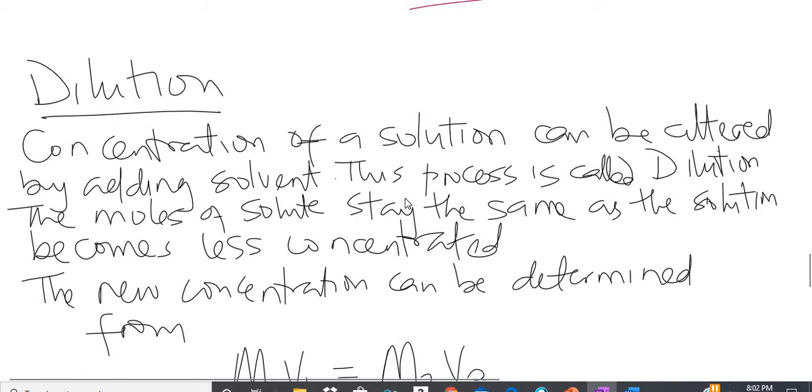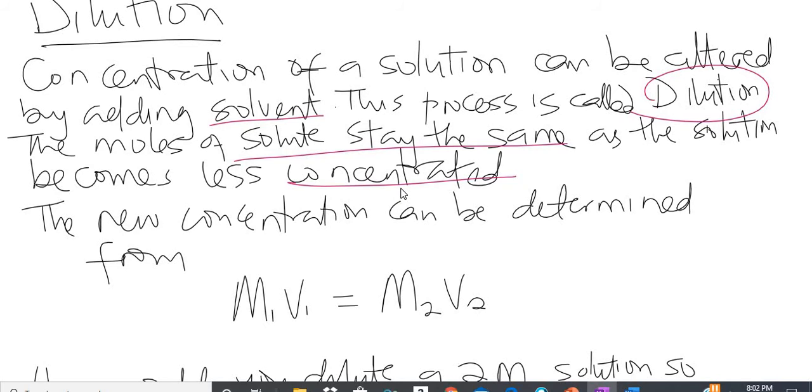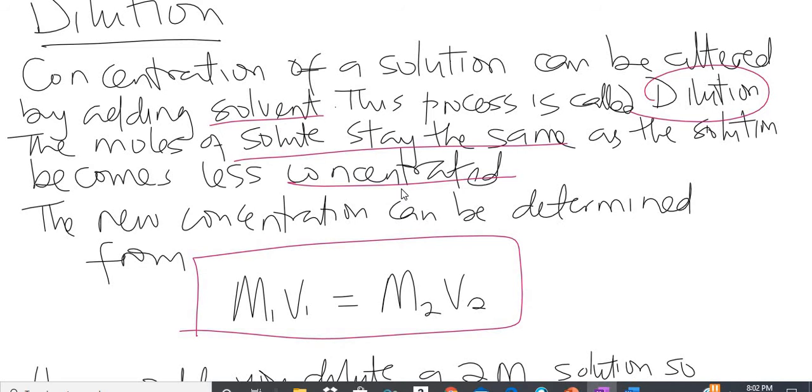So we want to look at dilution. Concentration of a solution can be altered by adding solvent. This process is called dilution. In this process, the moles of solute stay the same as the solution becomes less concentrated. If you add twice the volume of solvent into it, the concentration is reduced by half. So the new concentration can be determined from this relationship: M1V1 equals M2V2.